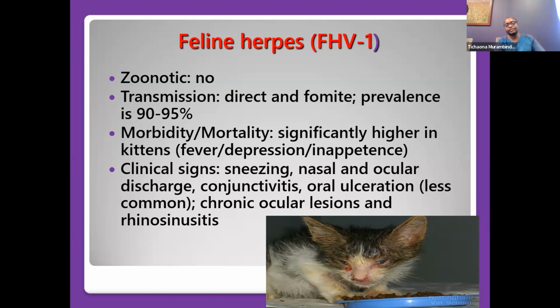Okay, so the morbidity and mortality is significantly higher in kittens. That's when we're going to be seeing fever, depression, inappetence. So what are the clinical signs that you see, other than the ones we've talked about, in kittens? Sneezing, nasal and ocular discharges, conjunctivitis, and oral ulcerations. The ulcerations are less common, because they tend to make us confuse it with caliciviruses. Then we normally also see chronic ocular lesions and rhinosinusitis. You can see a photo that I put down there. It's one of the characteristics of feline herpes virus.